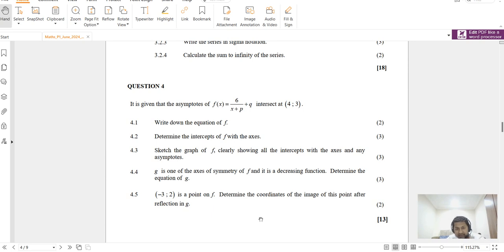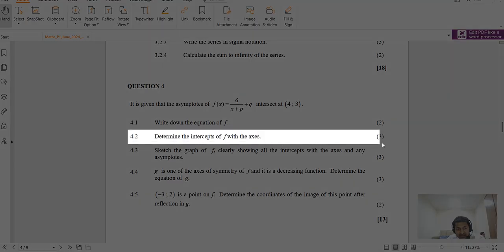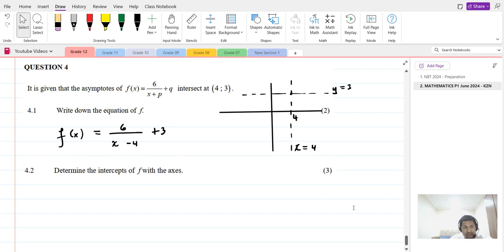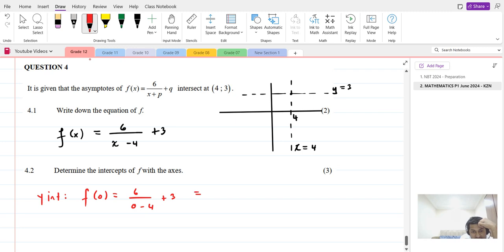Determine the intercepts of f with the axis. So we're looking for the x-intercepts and the y-intercepts. The y-intercept is just making x 0. So you're going to say f of 0, so you're getting 6 over 0 minus 4 plus 3. What is 6 over minus 4? That's 3 over minus 2, so negative 1.5 plus 3, so you should get 1.5, which is 3 over 2.